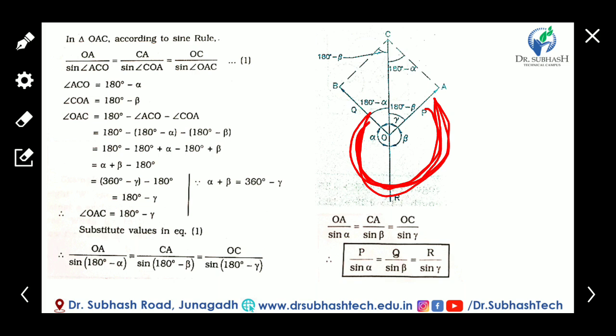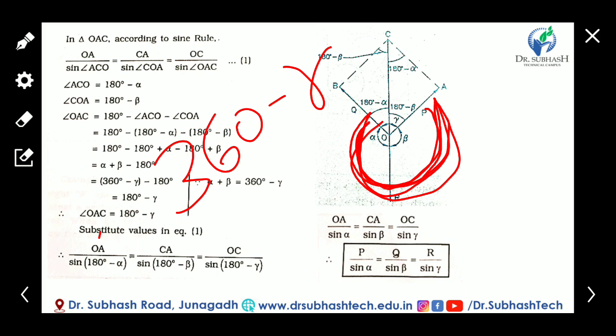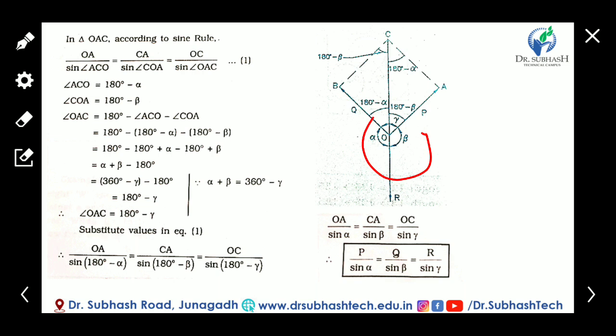So here we can say that this angle is also represented as 360 minus gamma. Alpha plus beta is equal to the total, 360 minus gamma. So alpha plus beta is written as 360 degrees minus gamma. So 360 minus 180 is 180 minus gamma. So now angle OAC is equal to 180 degrees minus gamma.